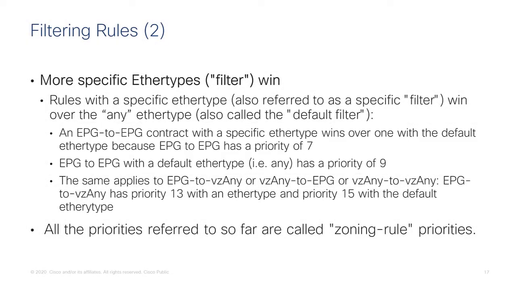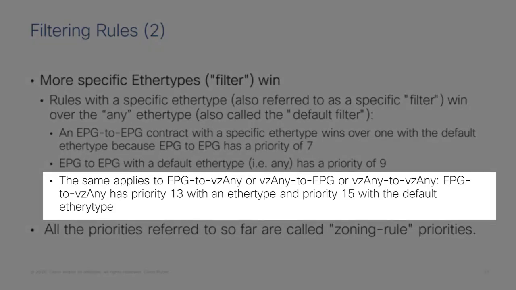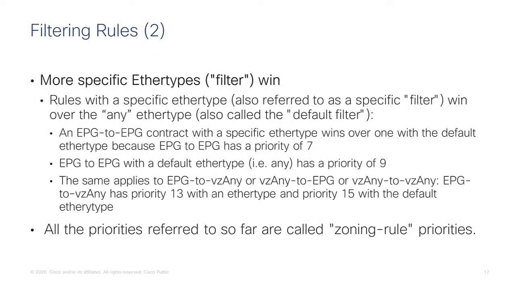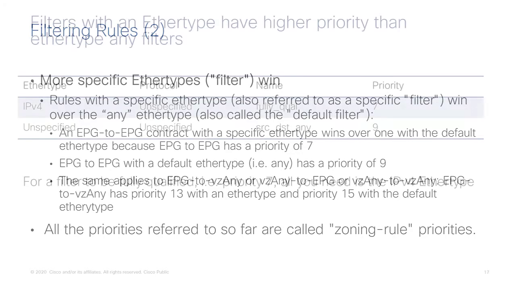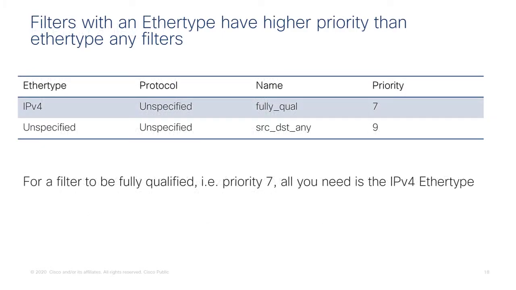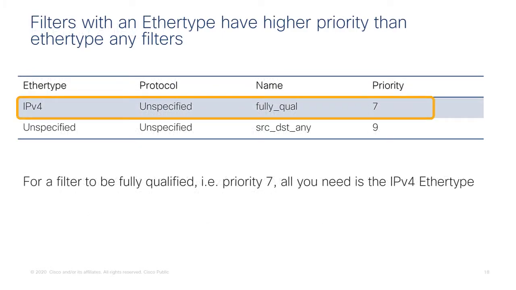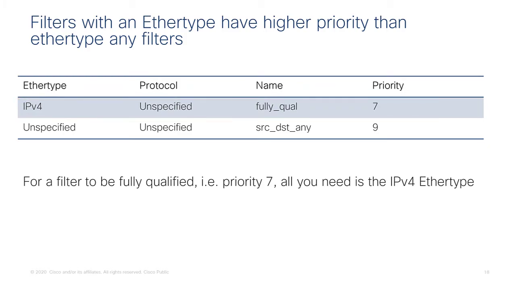And the same is true for the other combination of EPG and vzAny. If you have an EPG to vzAny rule, it has priority 13, but if the type is any, okay, and not a fully specified ether type, then the priority becomes 15. So that's why each one of those zoning rules has two different possible priorities. It depends on the ether type. Okay, so again, ether type IPv4, everything else unspecified, the priority is 7. If also the ether type is unspecified, the priority of the EPG to EPG rule becomes priority 9.